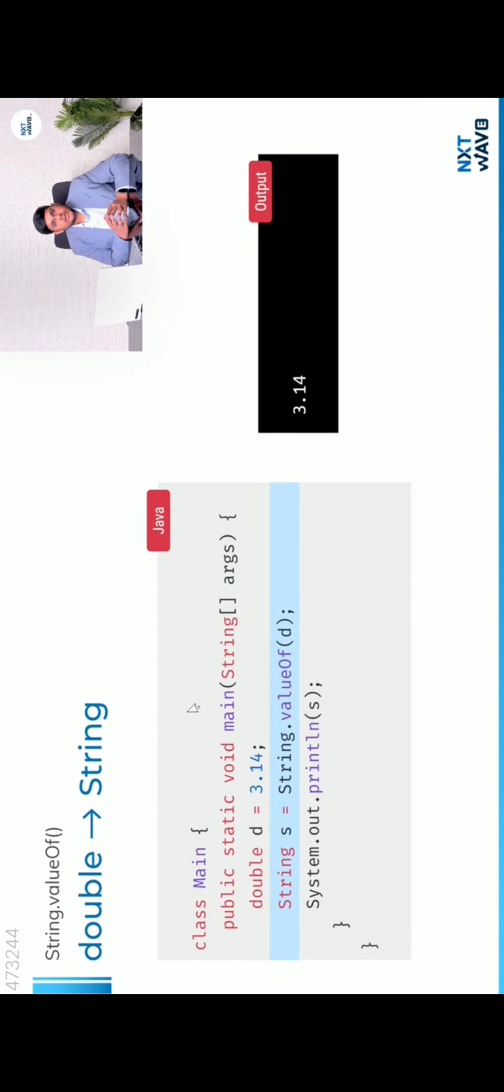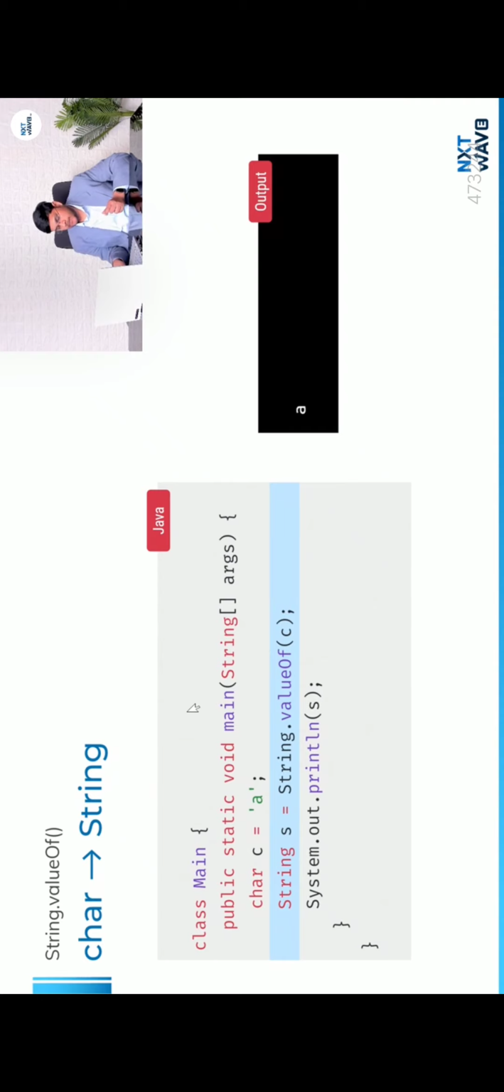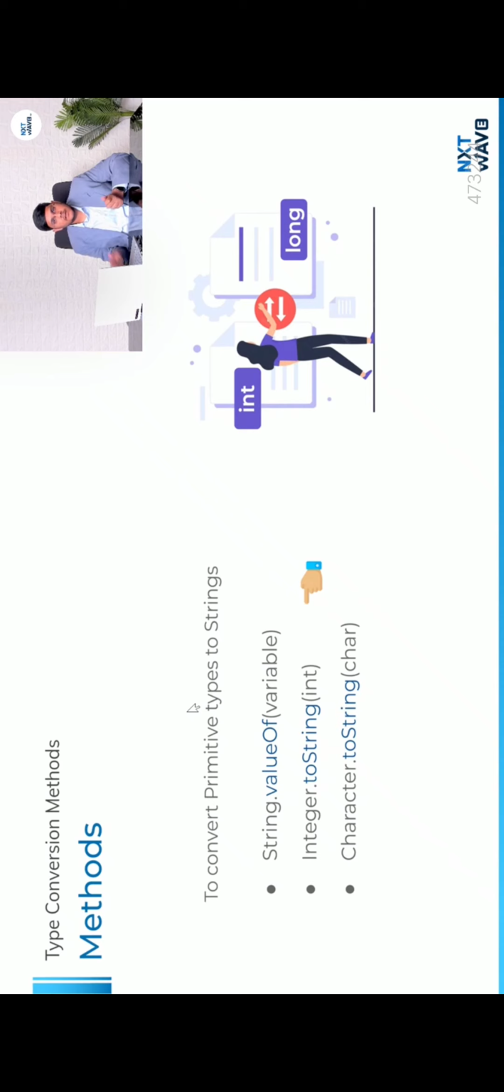Similarly, if you want to convert a double value to string, you can use String.valueOf and give the double variable d, and it gets converted to string, and you can see the output. Or if you want to convert a character to a string, you can again use String.valueOf and give the char variable, and it gets converted to string. You can try out all of these in the code playground.